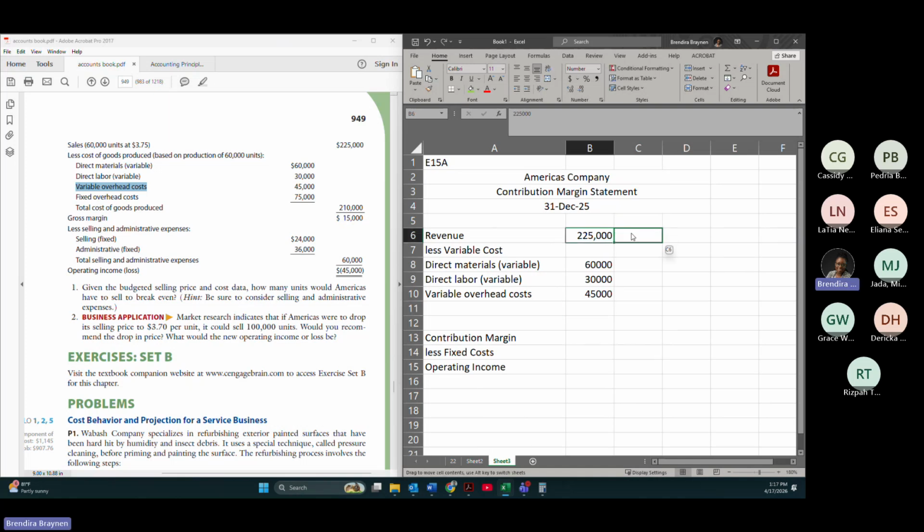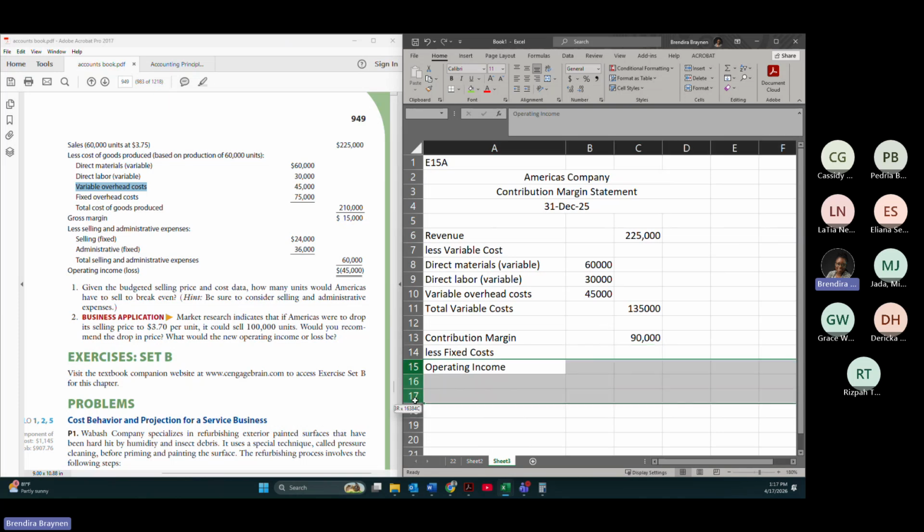And for clarity, I'll pull this over here. My total variable cost equals the total of these three. I take the 225 minus the 135. My contribution margin is $90,000.